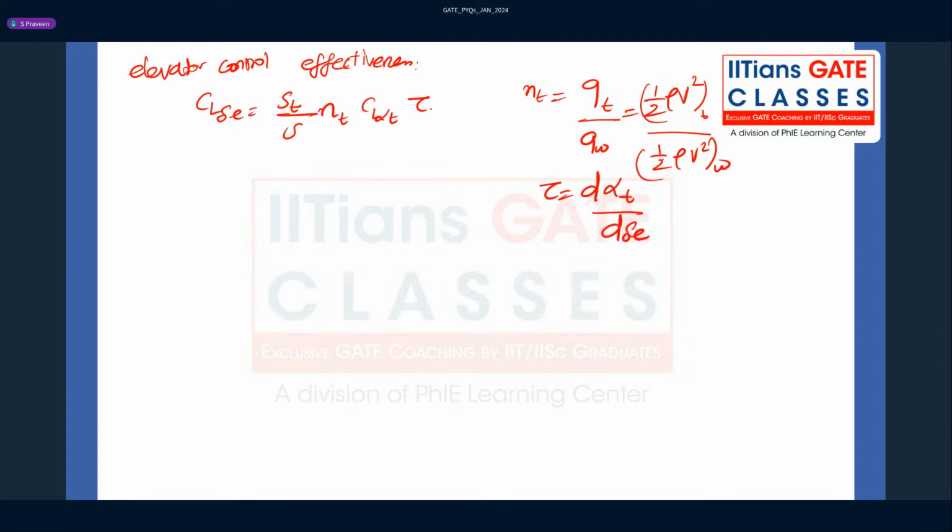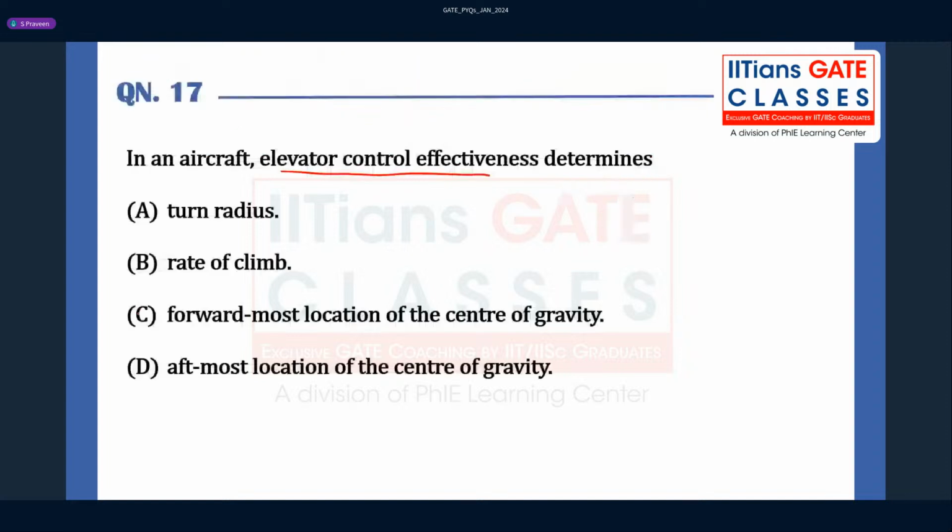Okay, back of the tail with respect to the elevator deflection. Right. So in theory, this elevator control effectiveness basically dictates the forwardmost location of the center of gravity. Okay. So if you refer to theory in R.C.